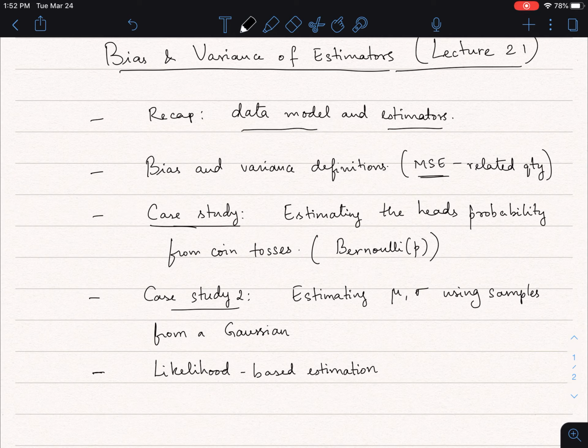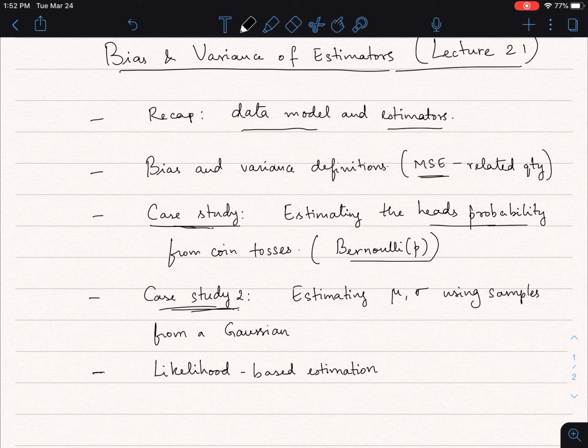So the first one, I'm doing this first because I think it illustrates... I mean, if we do only the second one, maybe some of you may have confusion about the distribution of the estimator versus the original distribution. That tends to be a point of confusion. So let's start with a much simpler distribution, which is just the Bernoulli, and we'll see how you estimate the heads probability and do a thorough case study of the bias and variance in that example.